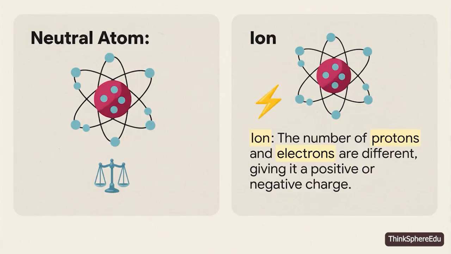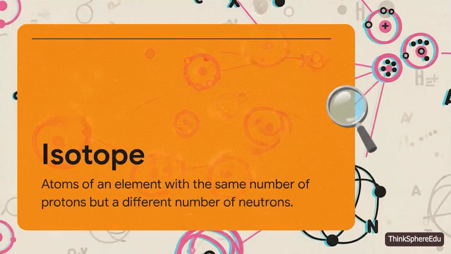This slide lays it out perfectly. Over on the left, you've got your neutral atom. It's all about balance, right? The number of positive protons is the same as the number of negative electrons, so there's no overall charge. But look at the ion. That balance is gone. The scales have tipped one way or the other, and now you've got an atom with an overall charge.